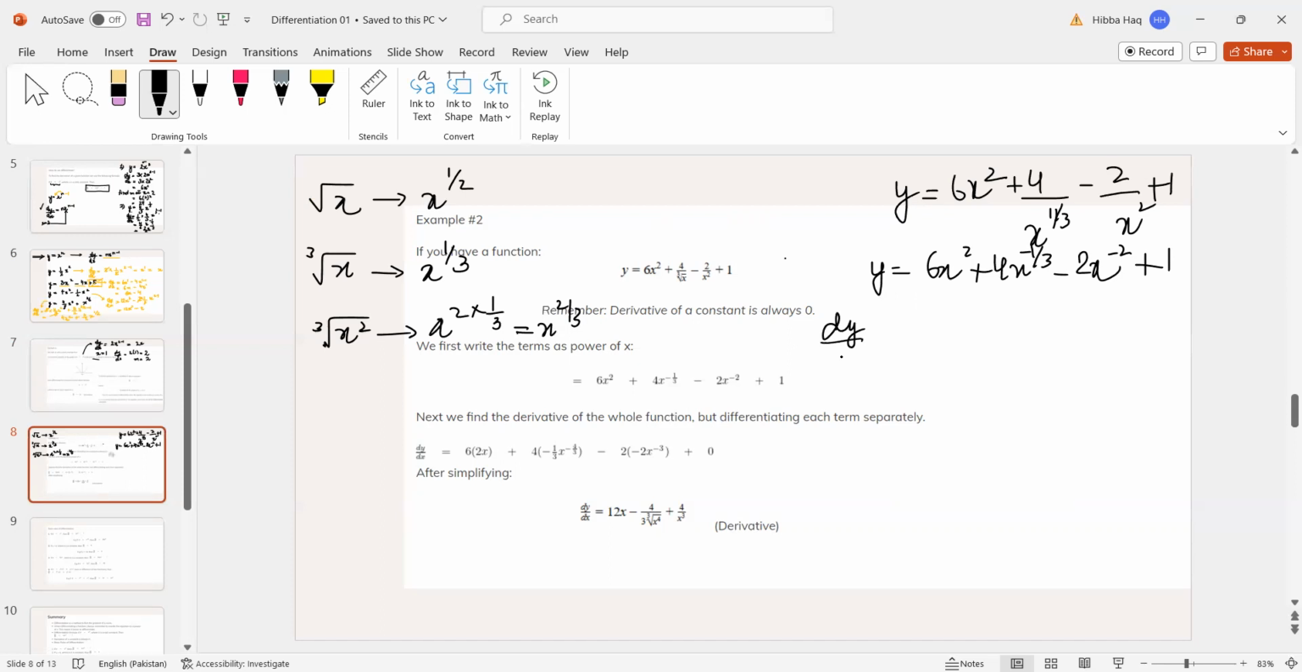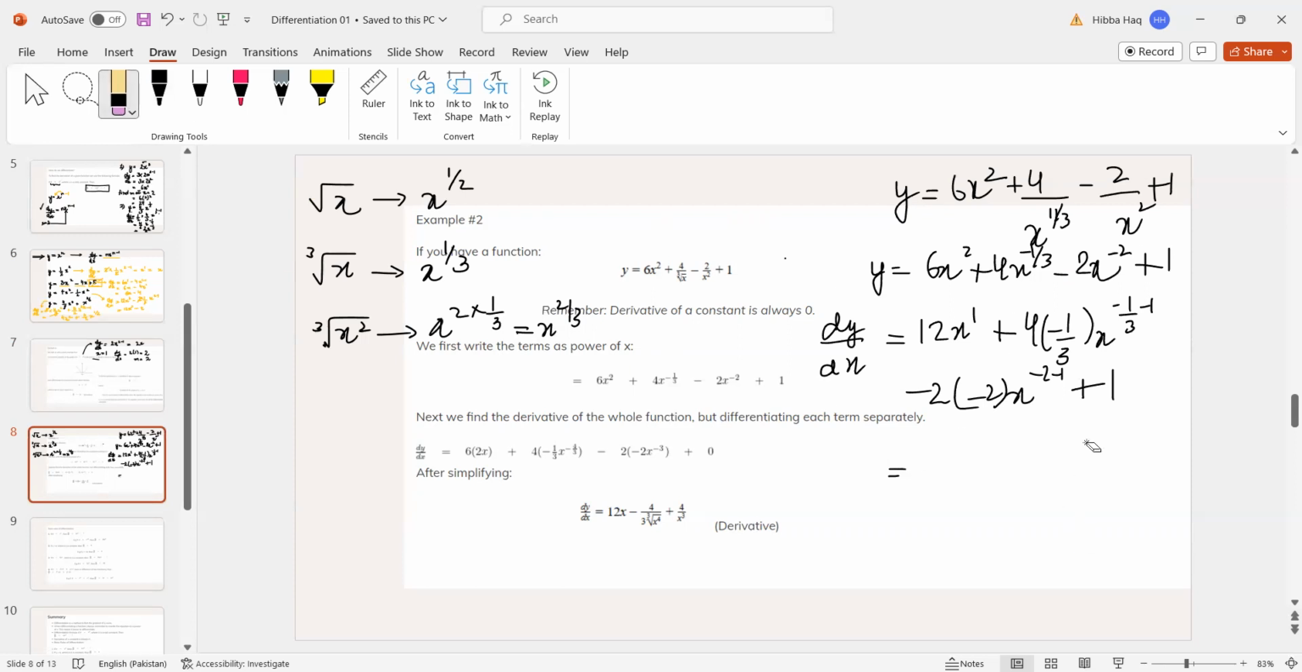So dy upon dx, for the first term, I have 12x^(2-1), that's 12x, plus 4 into minus 1 upon 3, x^(-1/3 - 1), minus 2 into minus 2, x^(-2-1), plus 1. So for the plus 1, you're not going to get a differential because the differential of a constant is always 0.